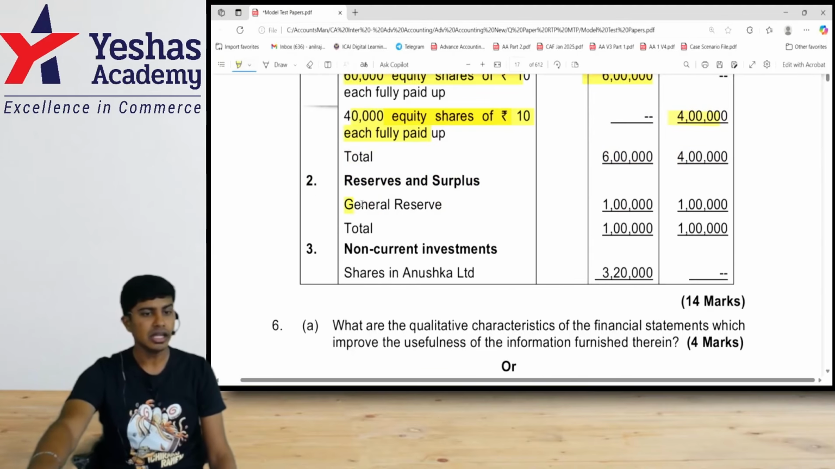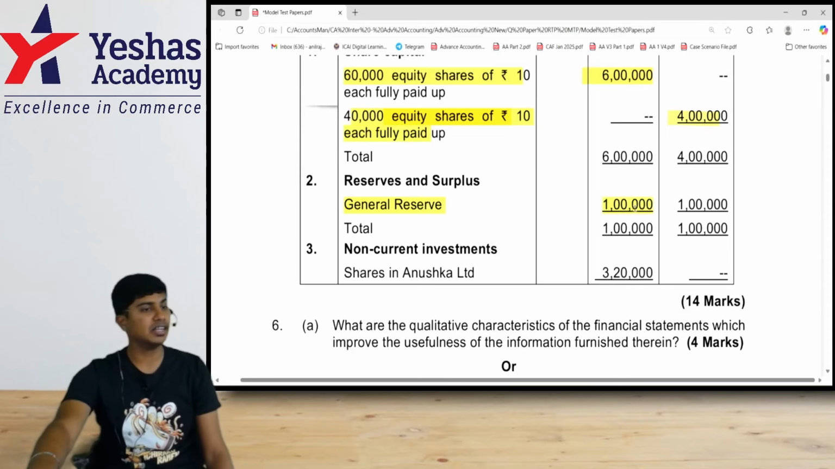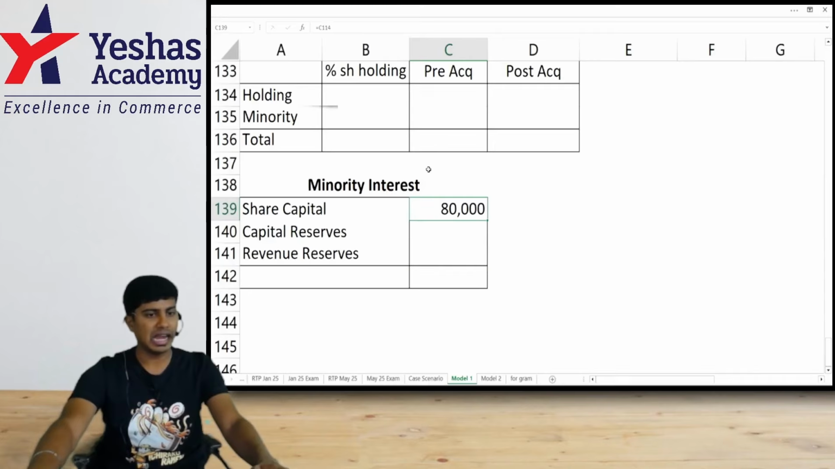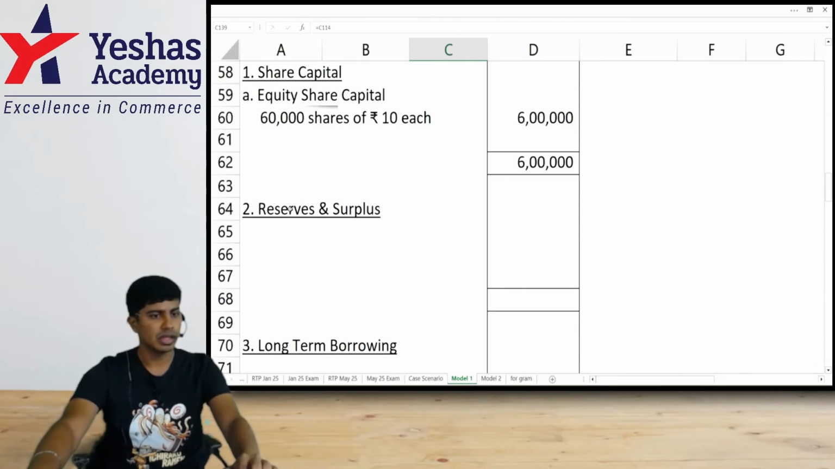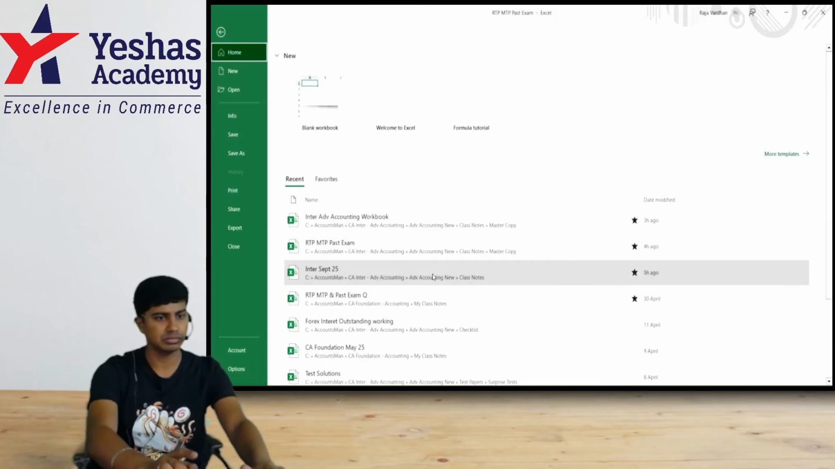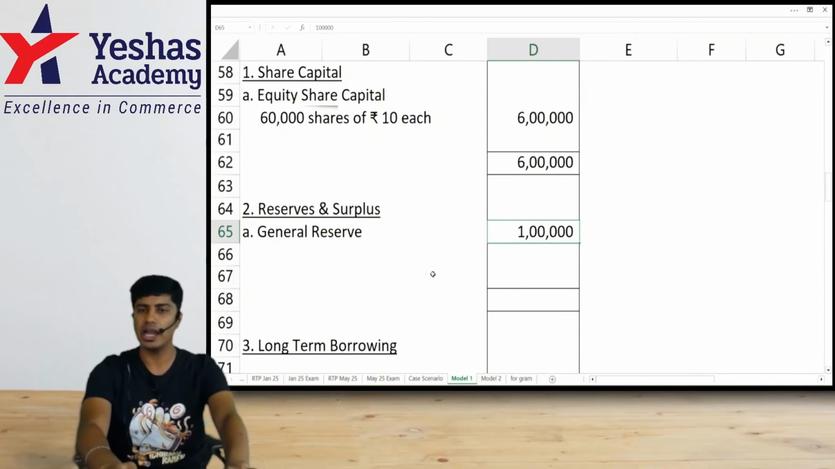See, that of the holding company need not be adjusted, but that of the subsidiary has to be split into pre and post, then between holding and minority. I would write this 1 lakh of general reserve here. Come to notes to accounts. I would write here general reserve, how much? 1 lakh.